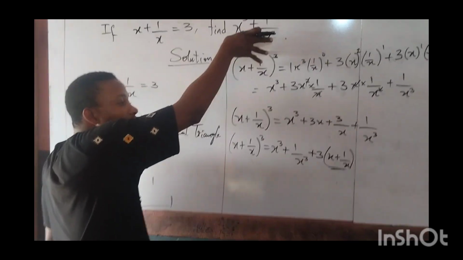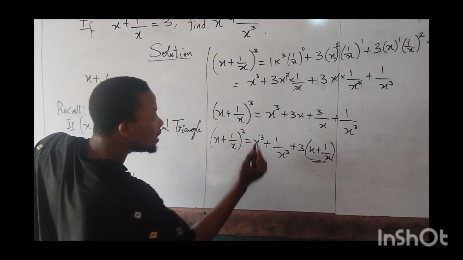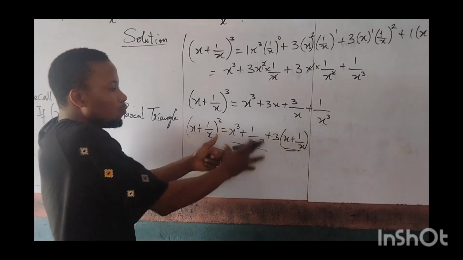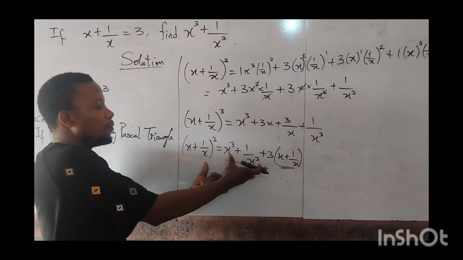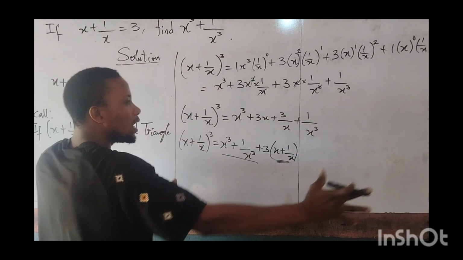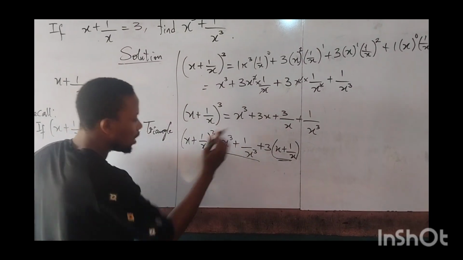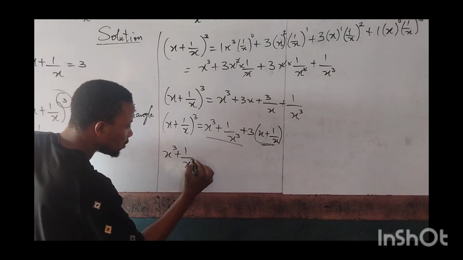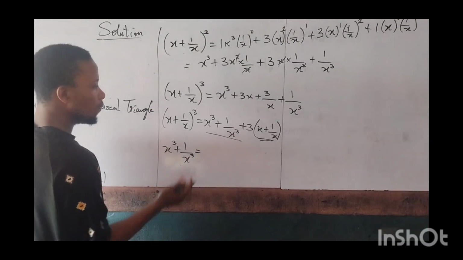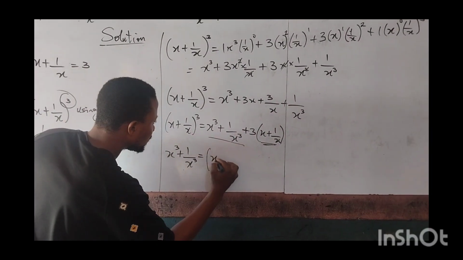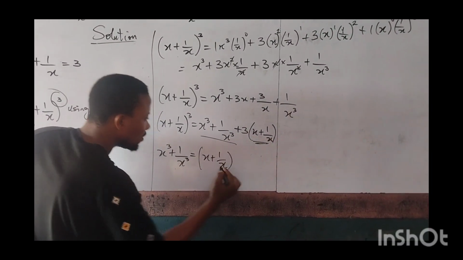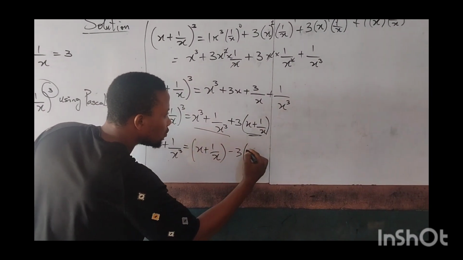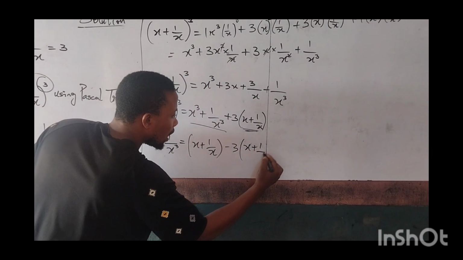And we have to find this. If you look at it very well, this is what we have to find, and this is it. So you can just make it the subject of formula. You can bring this one to the left hand side and bring the other to the right hand side. Let's do that. We have s raised to power 3 plus 1 over s raised to power 3 to be equal to this, (s + 1/s) cubed, that's if we collect the like terms. Bring this one to the side, minus 3(s + 1/s).